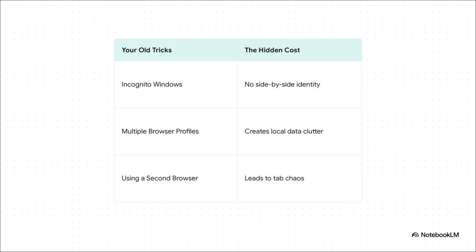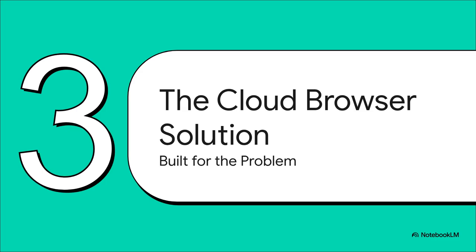Incognito windows? Yeah, they're fine, but you can't be logged into two different Google accounts at the same time, side by side. Multiple browser profiles help for a bit, but before you know it, you're drowning in windows and a mess of local data. And using a whole second browser? That's just a one-way ticket to tab chaos. These aren't real solutions, they're just coping mechanisms. But what if there was a solution that was built from the ground up to solve this exact problem? Well, that's where the cloud browser comes in. And trust me, it's a seriously elegant and powerful answer to the multi-account mess.